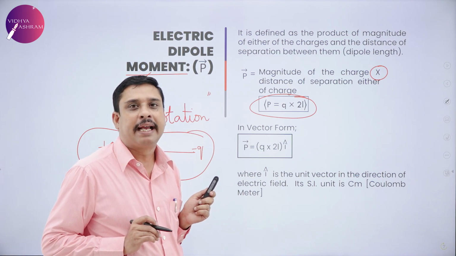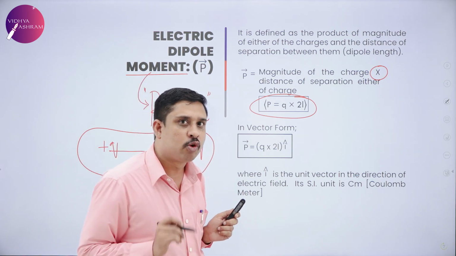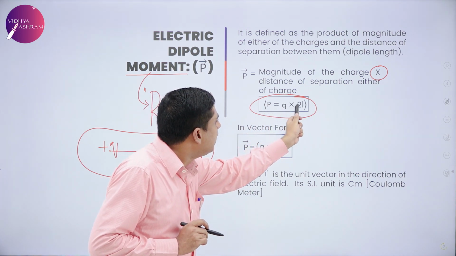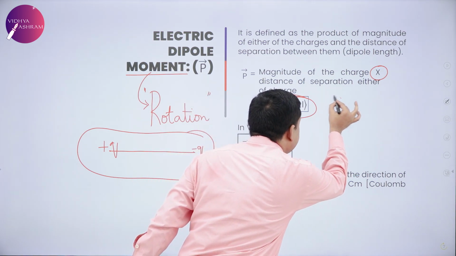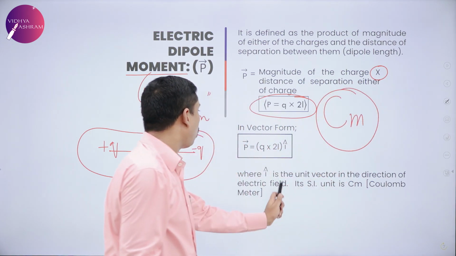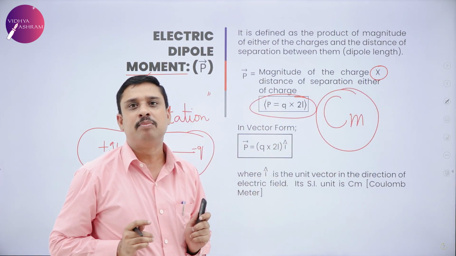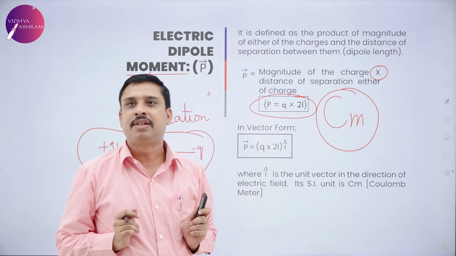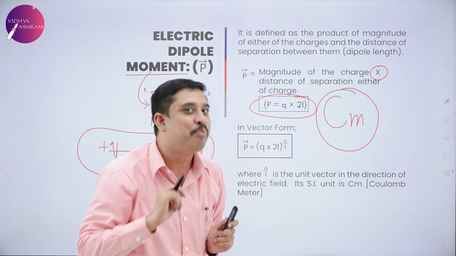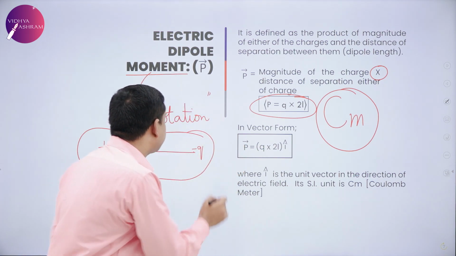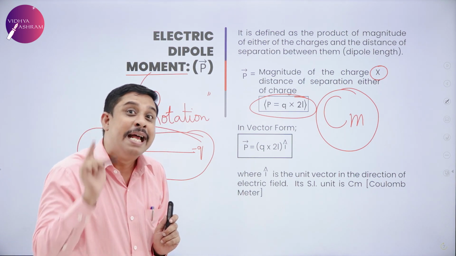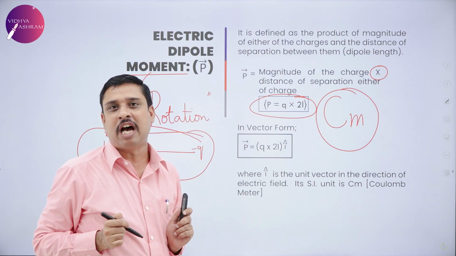Usually for 1 mark, again they ask you the unit. Please remember, it is dipole moment, charge into some distance. SI unit for charge is coulomb, distance is meter. So coulomb meter becomes the unit for electric dipole moment. And what is the direction? Again important. Please know, vector P dipole moment is always from negative charge to positive charge.